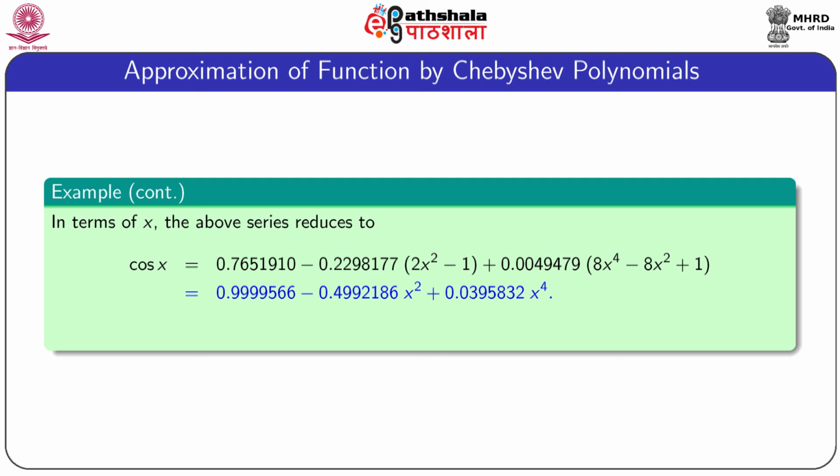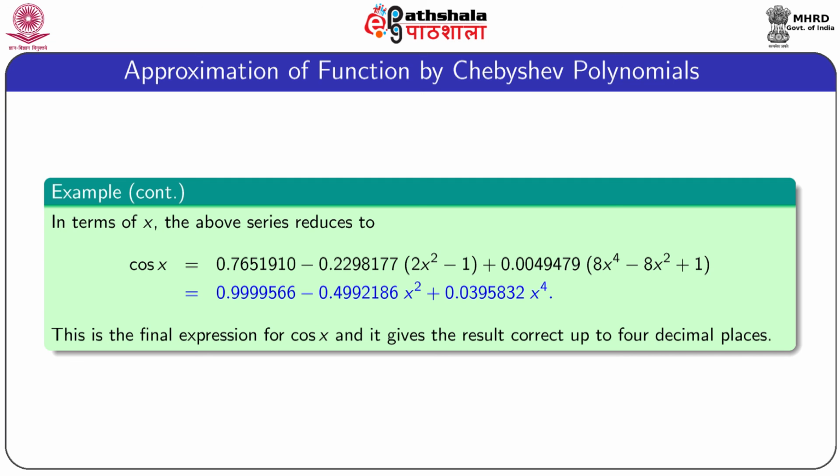equal to 0.9999566 minus 0.4992186 into x square plus 0.0395832 into x to the power 4. So, this is the final expression for cos x and it gives the result correct up to 4 decimal places. And note that to get the value of cos x, we have to calculate only 3 terms, and this gives the correct result up to 4 decimal places.